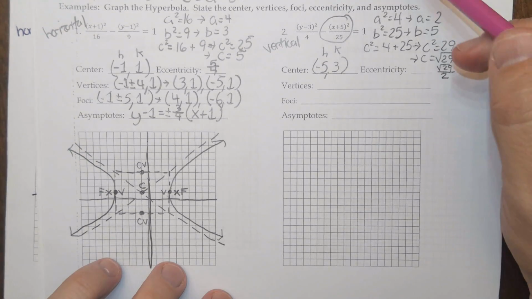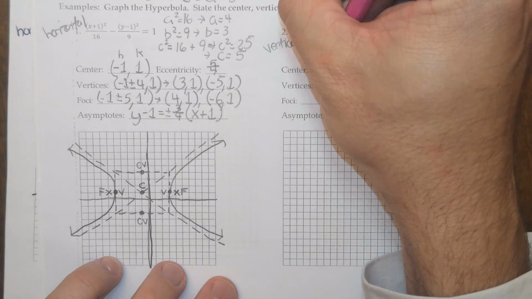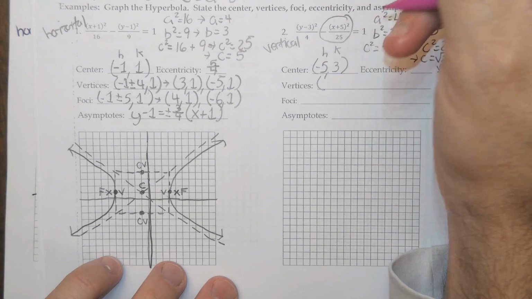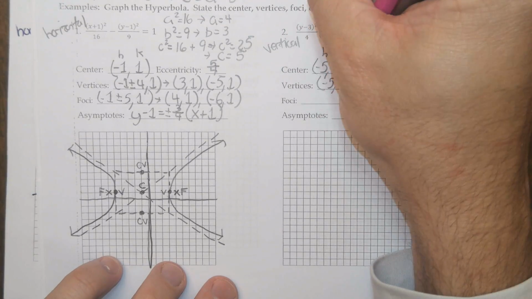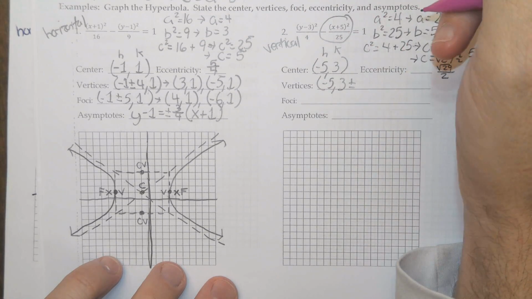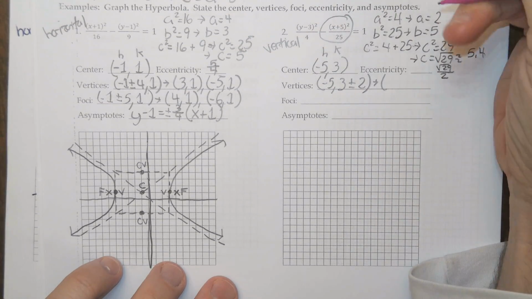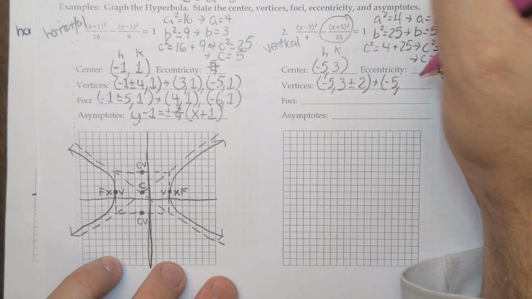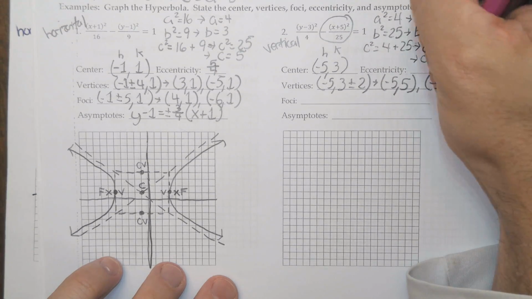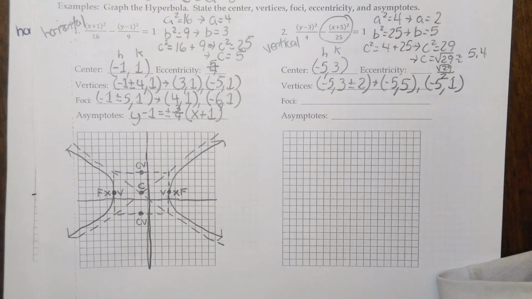So let's go ahead and look at our formulas for the vertical transverse axis. If you just look up above there. To find our vertices, that's going to be h, comma, k plus or minus a. So h is -5, comma, k, which is 3, plus or minus a, which is 2. If we find those points, we do -5, comma, 3 plus 2, which is 5, and then -5, comma, 3 minus 2, which is 1. So that would be our 2 vertices right there.